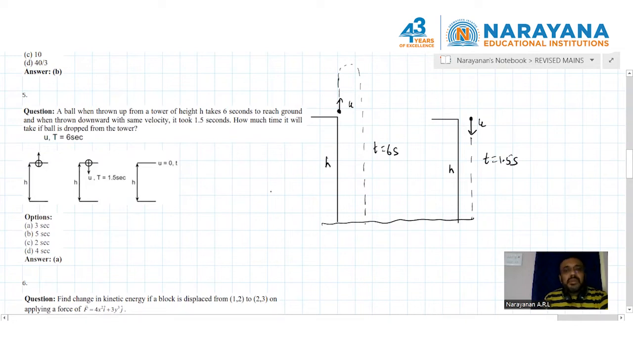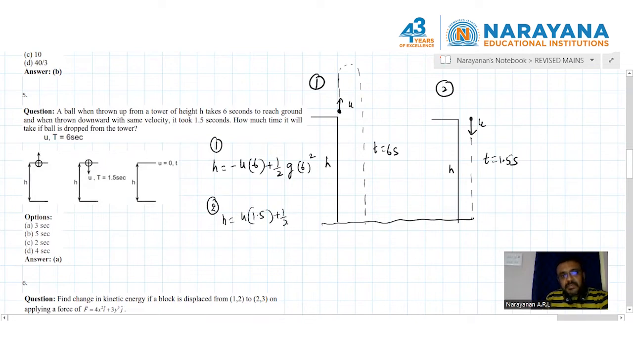For that, let this be case 1 and let this be case 2. As far as case 1 is concerned, I can use h is equal to minus ut plus half g into 6 square. Then from case 2, h is equal to u into 1.5 plus half g into 1.5 whole square. So here you solve for h.